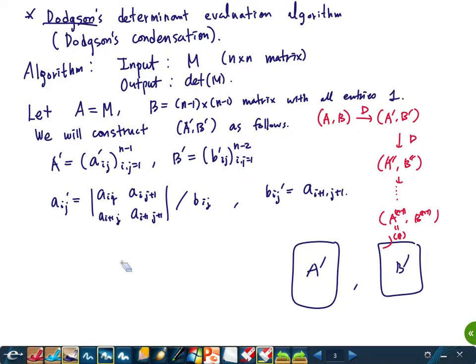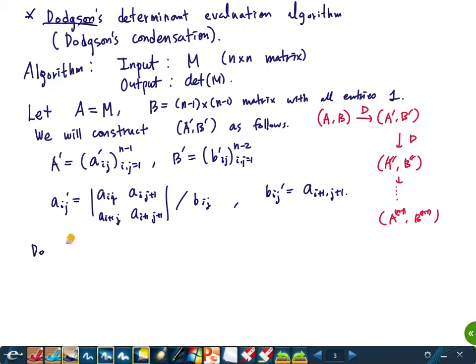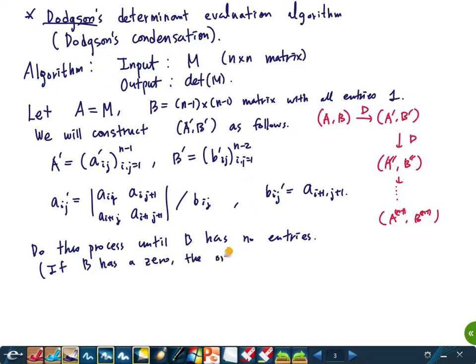Okay. So I have to finish this. Do this process until B has no entries. Or, in other words, A has only one entry. So, yeah, I'm going to write this way. If B has a zero, the original matrix should be rearranged. Or the rows and columns should be rearranged.